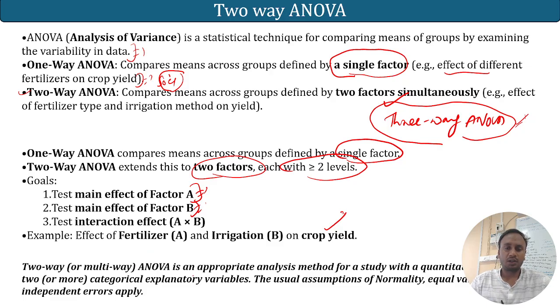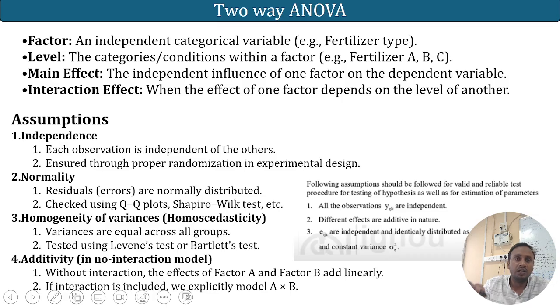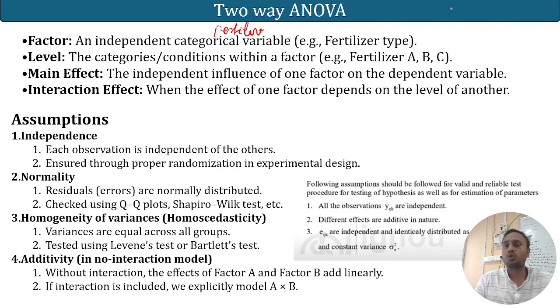So two-way ANOVA is actually for two or more categorical explanatory variables, and the assumptions will be the same as what we have taken for the one-way ANOVA. It should be normality, then equal variances, then independent errors. The variance should be equal in all cases. So a factor will be an independent categorical variable, let's say the fertilizer, when we talk about two-way ANOVA.